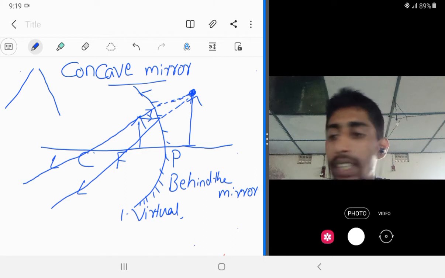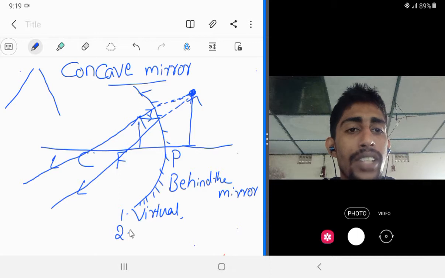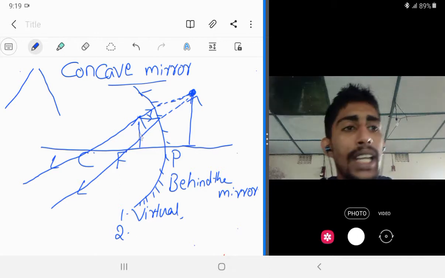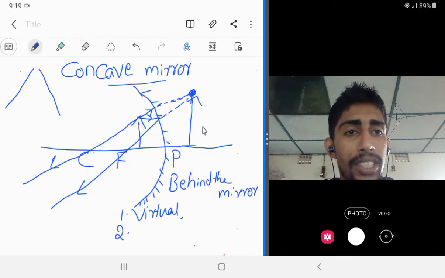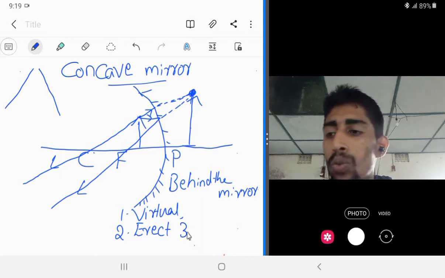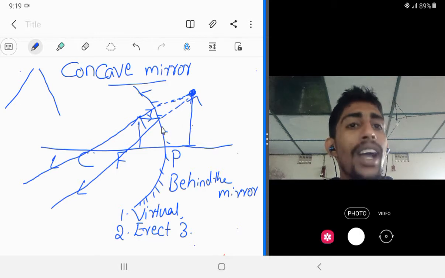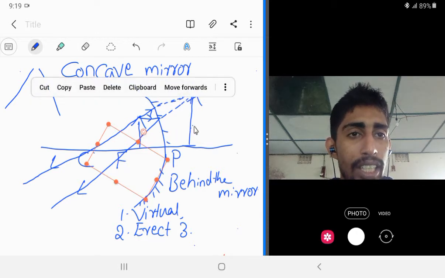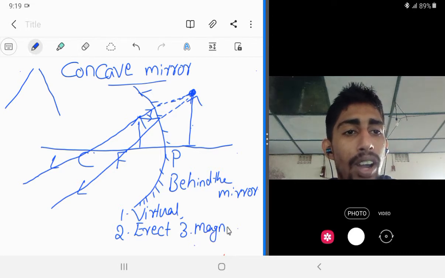Then the second one: is it erect or inverted? You can see here that if you compare the object and the image, both are in the same direction. So we can say the image is erect. Then the third one: what about the size? We can see here that the image is bigger than the object, so we can say that the image is magnified.